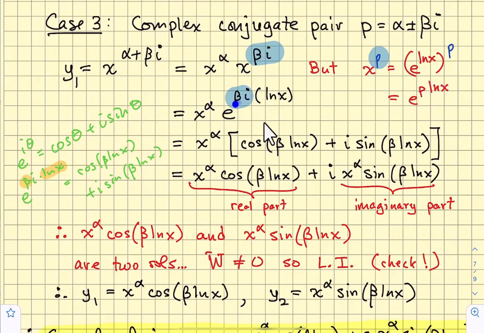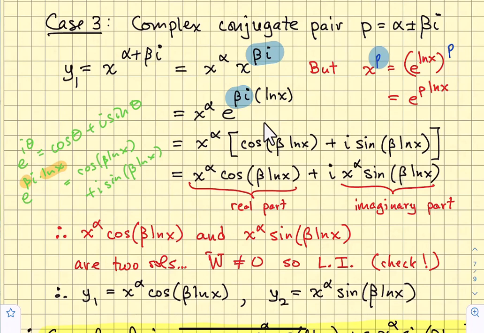And now I can use Euler-Demoivre on this, because Euler told me how to do e to the i theta, where this is my theta. So I'll leave this alone. e to the i theta is just cosine theta plus i sine theta. My theta is beta times ln of x, just writing it over here.